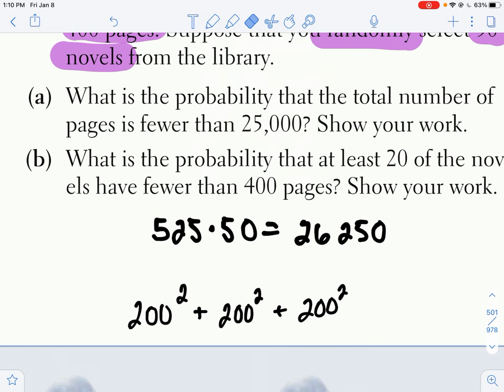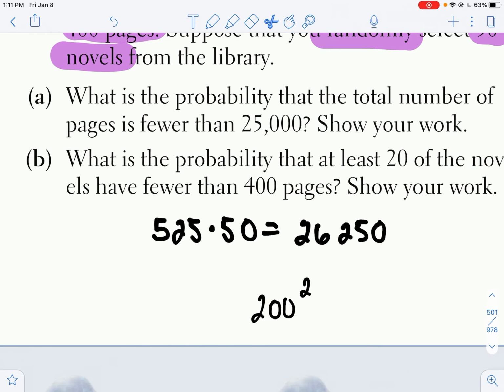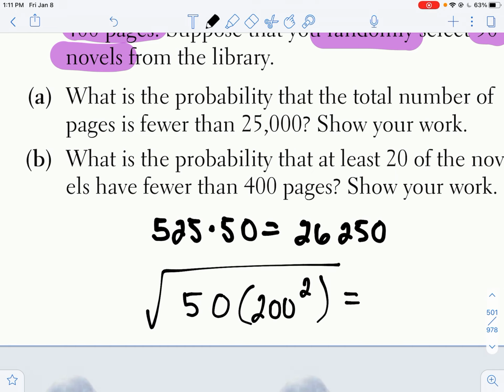So the easier way to do this, instead of doing this 50 times, adding 200 squared, I'm just going to multiply it by 50. So remember, when you're combining standard deviations, you got to find the variance. And once I find that variance, I find the square root, and that gives me that standard deviation. I've actually already done it out. Hopefully you guys are following along. You can plug it into your calculator, and you get 1,414.213, somewhere in that ballpark.